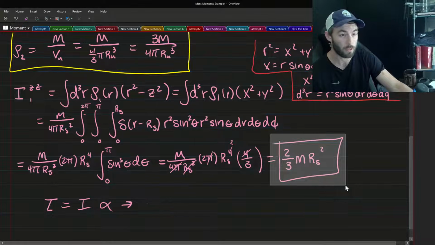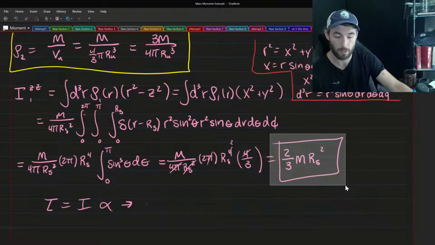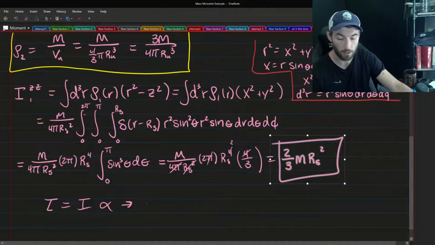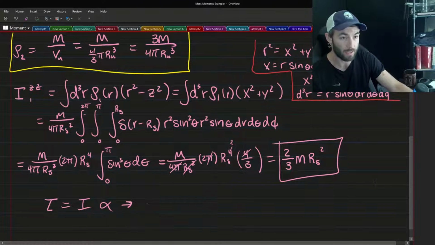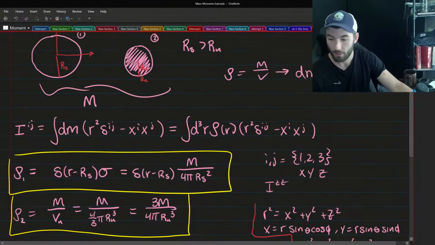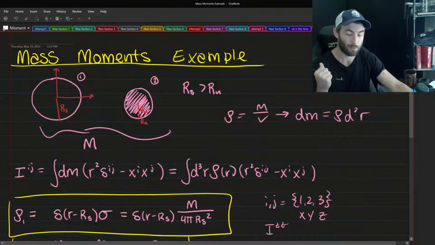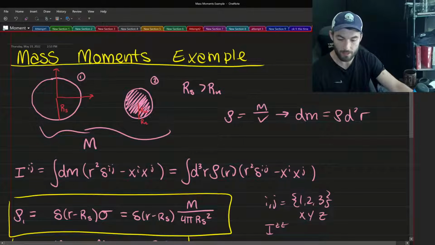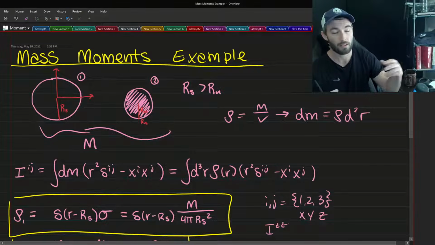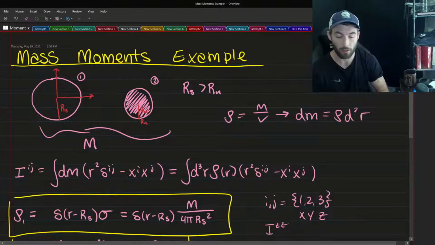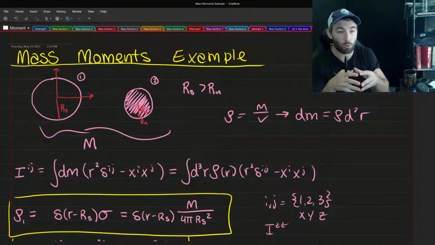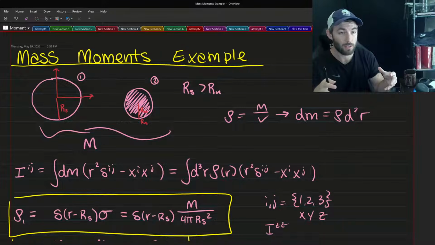Okay, so we're going to check this against the moment of inertia for the uniform sphere of a smaller radius but the same mass, and see if its moment of inertia is larger or smaller than this. And remember, in the last video, for moments of mass, we came to the conclusion that the moment of inertia talks about how much the mass is spread away from the axis of rotation.